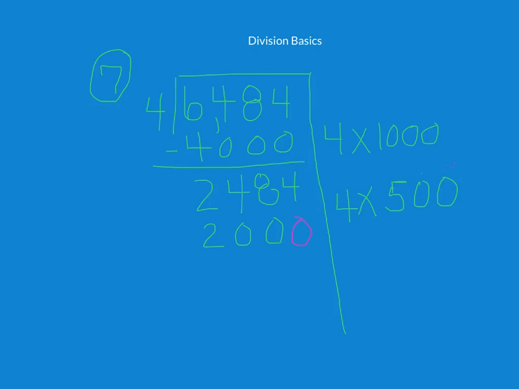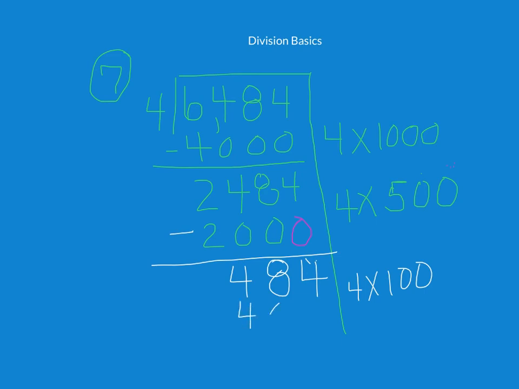Let's subtract and see what we have left to still put into groups of 4. So 4, 8, 4. So I have 484. Oh, that one's easy. If I'm making groups of 4, I can put 100 in each group. So 4 times 100 is 400. Subtract, that leaves 4.